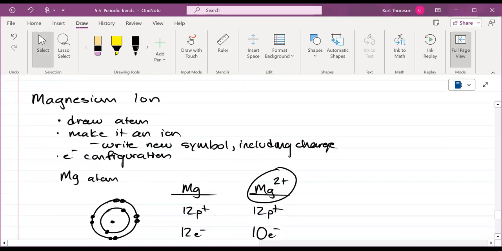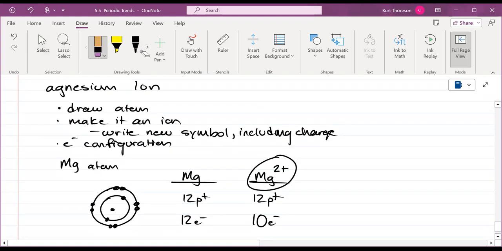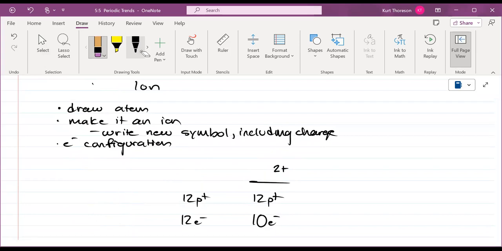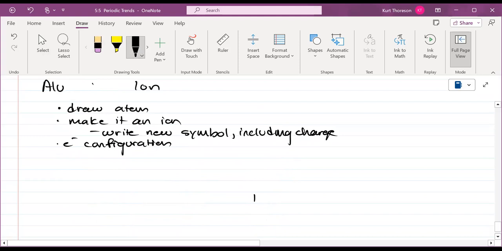Same thing, guys. Draw the atom, make it an ion, write the electron configuration. This is practice. You need it. Aluminum, number 13.